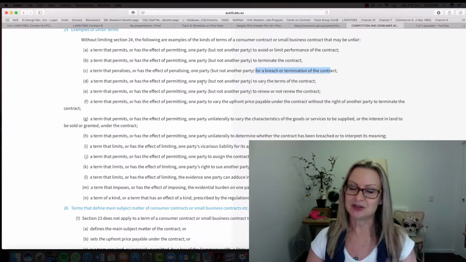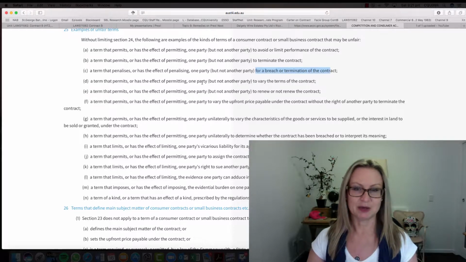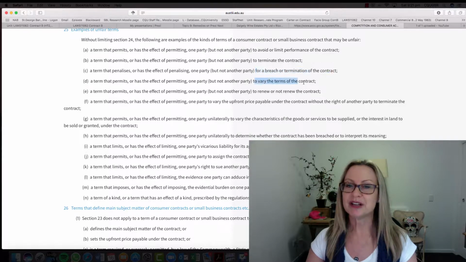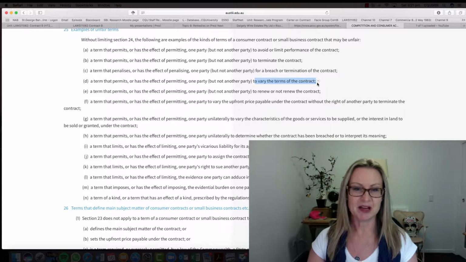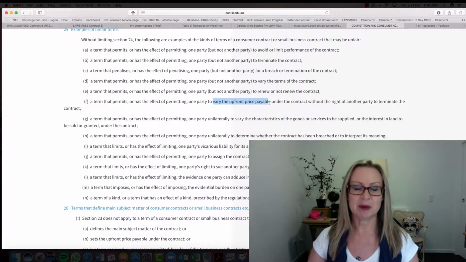That word penalty should now be ringing bells since we've discussed damages in week 9. A term that permits one party to vary the terms of the contract. Banks love to do that, don't they? One party can just renew or not renew, and you can vary the upfront price payable. All sorts of other examples there of the kinds of terms that will be unfair.